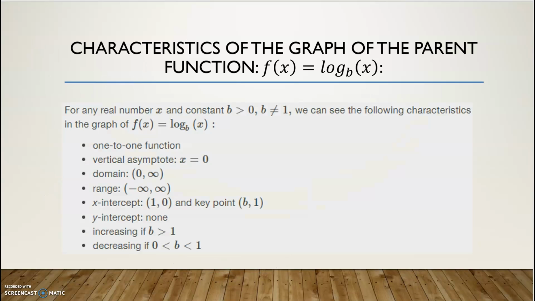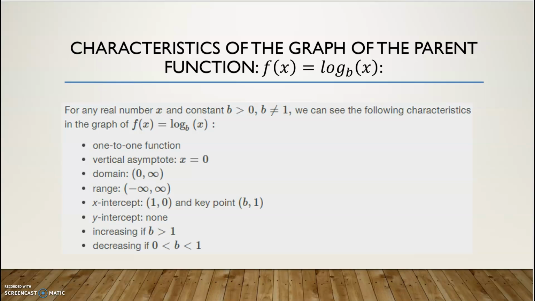Okay, now let's look at the characteristics of the graph of the parent function log base b of x. For any real number x and any constant b that is greater than 0 but not equal to 1, it will have the following characteristics. It will be a one-to-one function. It will have a vertical asymptote at x equals 0. The domain and the range we've already gone over. It'll have an x-intercept of (1, 0) and a key point of (b, 1). It doesn't have any y-intercepts.